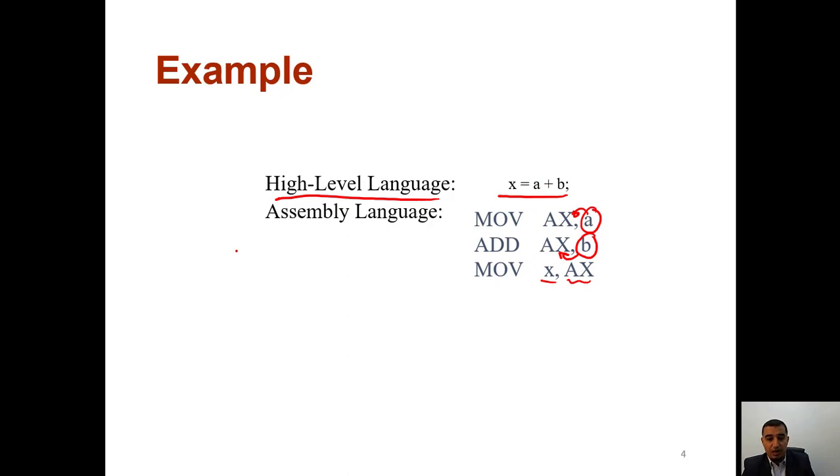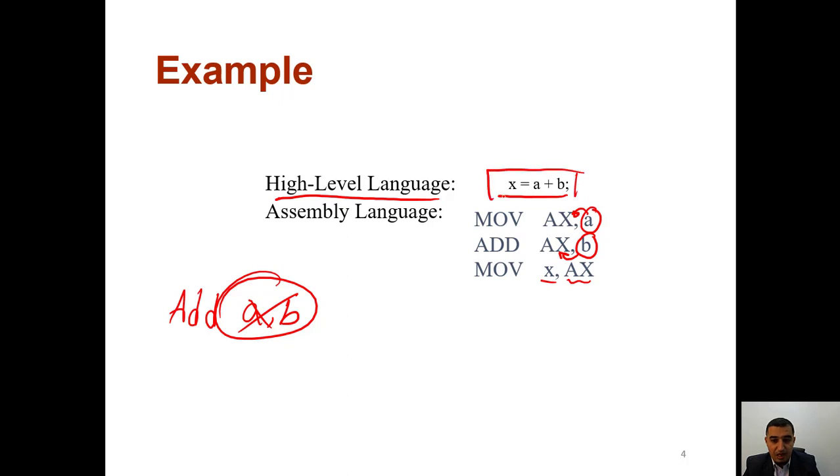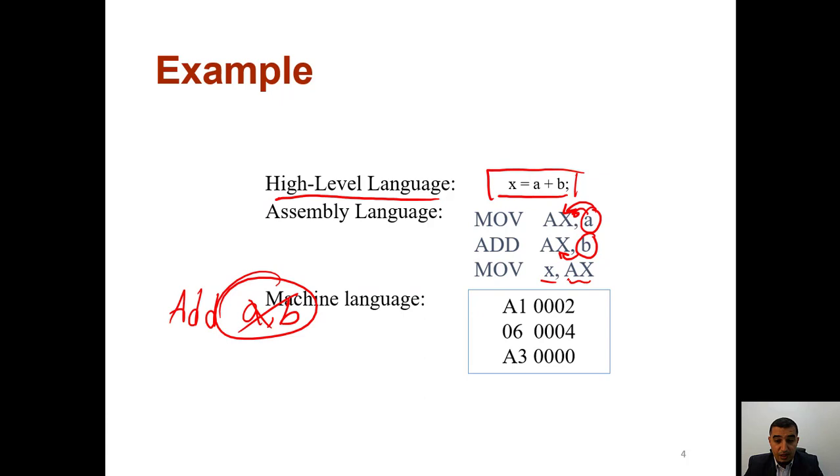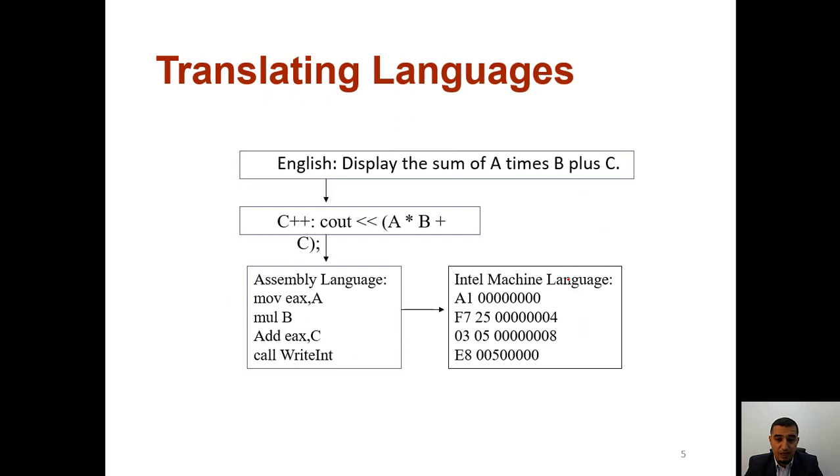In assembly language, we cannot say add A comma B. This is not acceptable because we don't know what A comma B is. A and B in this high-level programming language represent variables which are stored in the memory. So we can read from the memory, put it in a register, then add memory to the register, and finally move AX to X. The machine language conversion will be A1 0002, 06 0004, A3 000. So this is basically what is done.